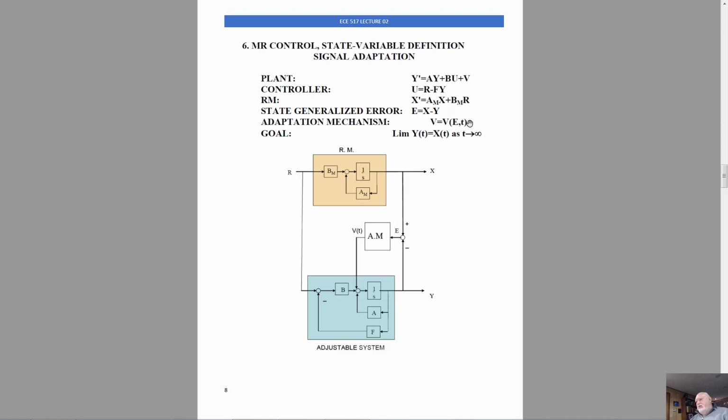We call it adaptation signal. It's a function of error and time. And our goal is to make sure that the state of the controlled plant, driven by its own control circuitry, will be equal to the state of the reference model.